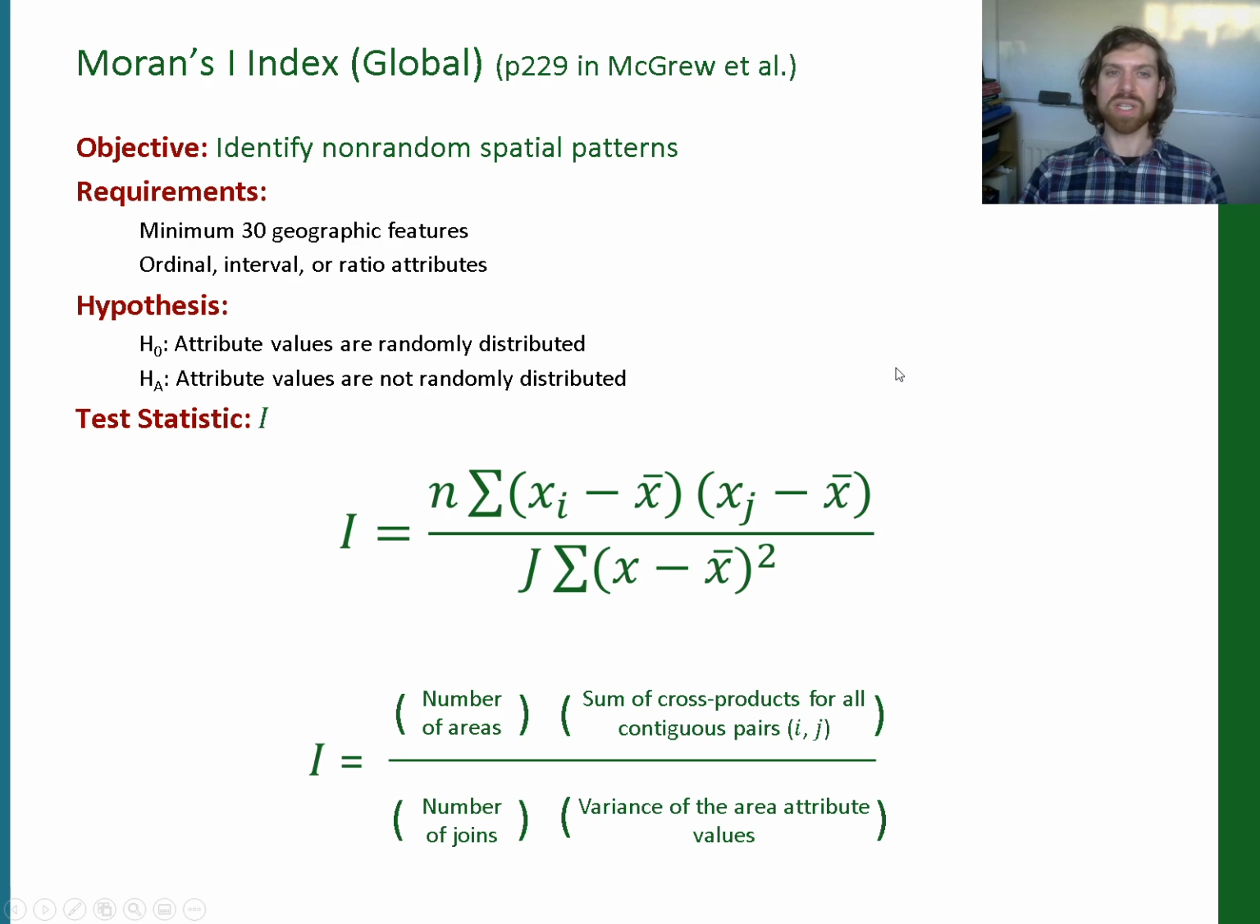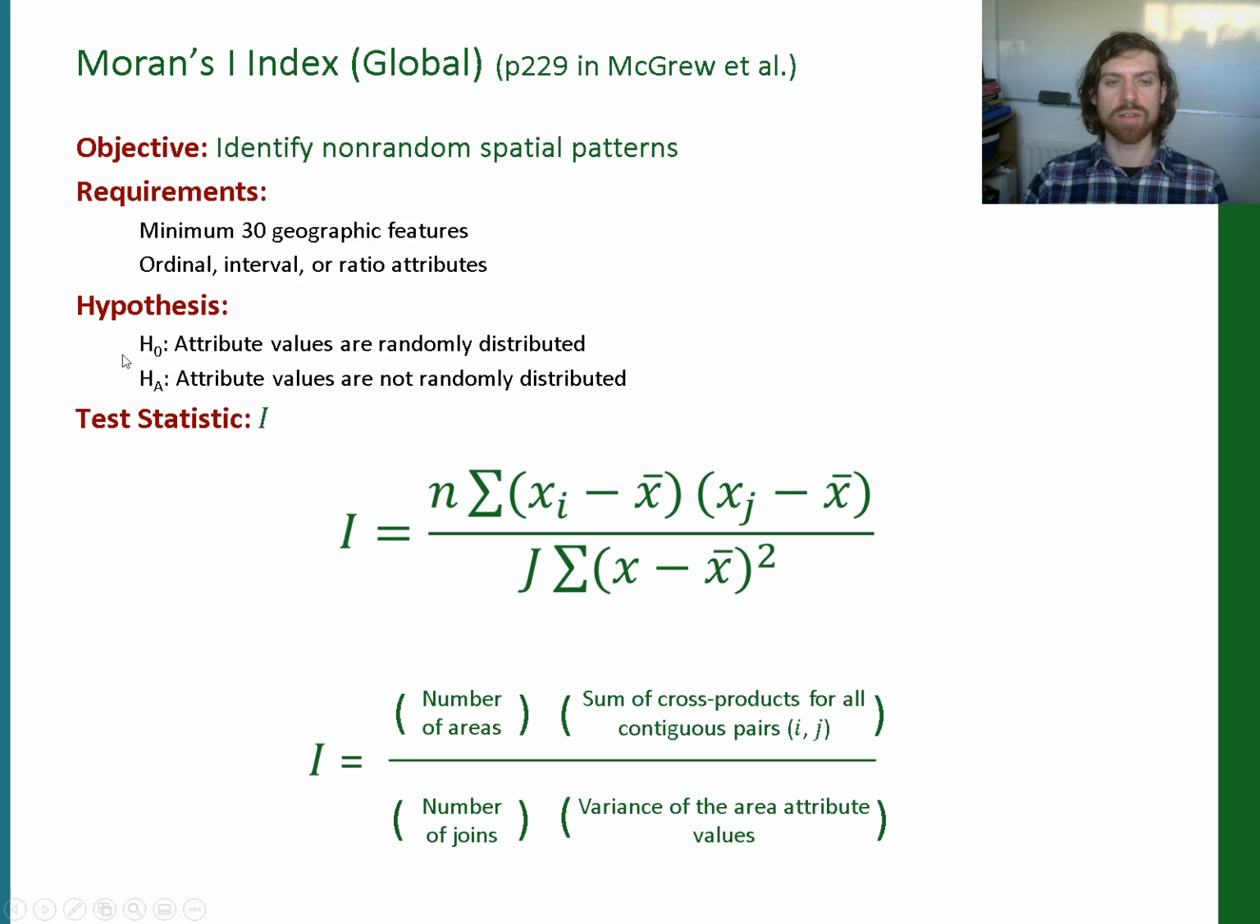So moving on to our final piece for today, I'm going to be focusing on Moran's index. This is actually the global variant here. We'll do the local one in a second. You can read about this on page 229 within McGrew et al. Essentially, the objective is to identify non-random spatial patterns. The key point is that we have some requirements we need to meet. We need to have at least 30 geographic features in order to use this test. And fortunately, we can use ordinal, interval, or ratio attributes here, so we can use a variety of different data types.